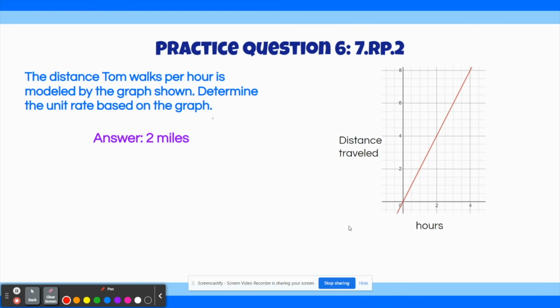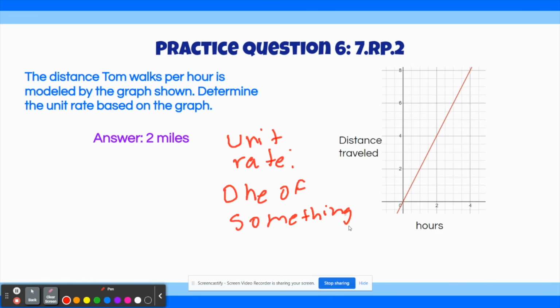To solve this problem, we need to know what a unit rate is. And most simply, a unit rate can be defined as 1 of something. And in this case, that something would be hours. So we need to know how much Tom would have traveled in 1 hour.